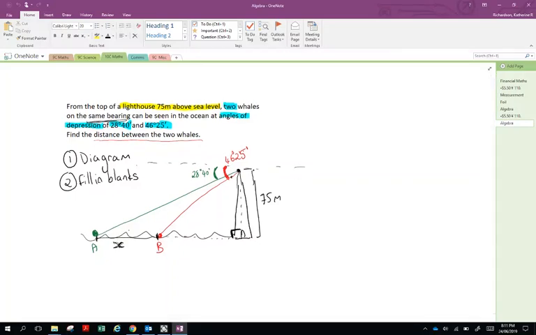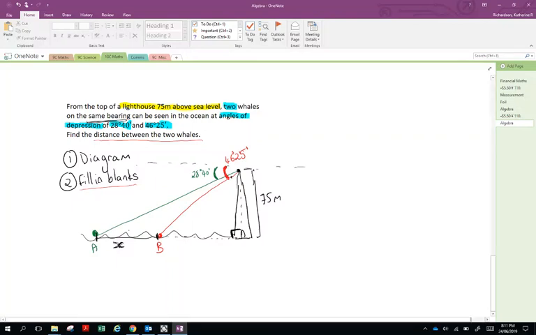Okay, so now that we've made our diagram from the information in the question, we've decoded everything in the worded question and put it onto paper, we're ready to move on to the next part, which is filling in the blanks. Filling in the blanks is using the information that we already have from the question and perhaps getting some more information that isn't explicitly stated in the question.